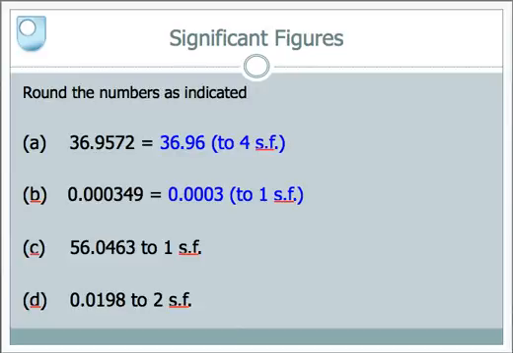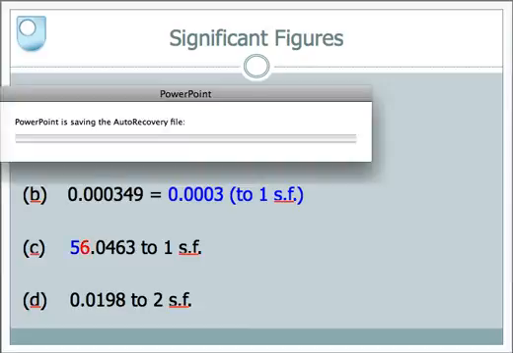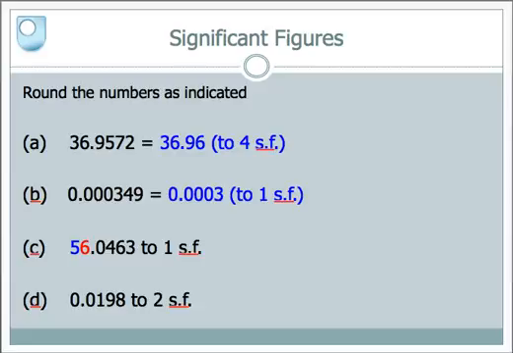Our next number is 56.0463, and we want this to 1 significant figure. So we pick up the first significant figure, that's the blue one, and then we look at the one after, that's the 6, the red one, and we decide, is this greater than 5? It is, so we round up. So 56.0463 becomes 60, and we put in brackets to 1 significant figure. Again, the 0 there shows the magnitude.